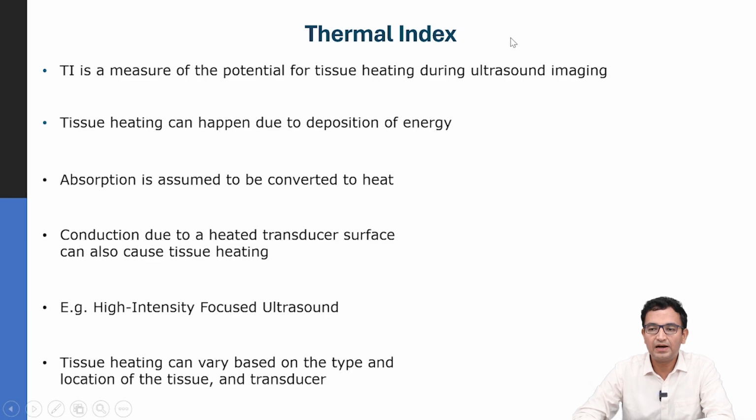So let's discuss thermal index in some detail. Thermal index is a measure of the potential of tissue heating during ultrasound imaging. Now tissue heating can happen due to deposition of energy, and this can happen in two ways. First of all, think about absorption. We discussed in the last lecture that ultrasound attenuates when it propagates through tissue, and a large majority of attenuation happens because of absorption of ultrasound. Here we are assuming that the ultrasound that is absorbed is primarily converted to heat.